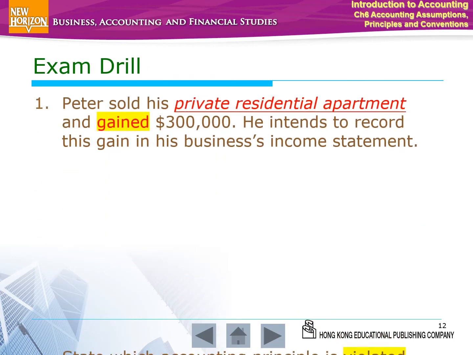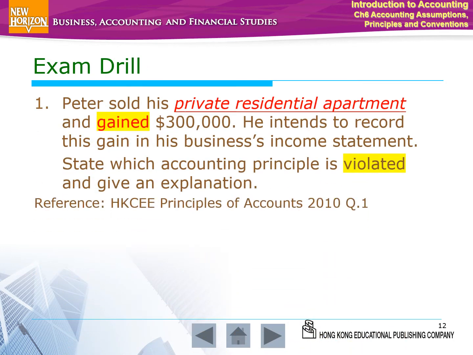Let us look at the past paper. Peter sold his private residential apartment and gained $300,000. He intends to record this gain in his business income statement. State which accounting principle is violated and give an explanation. Of the CEC-BAD principles, which one is violated? Remember, the keywords are private residential apartment gain.